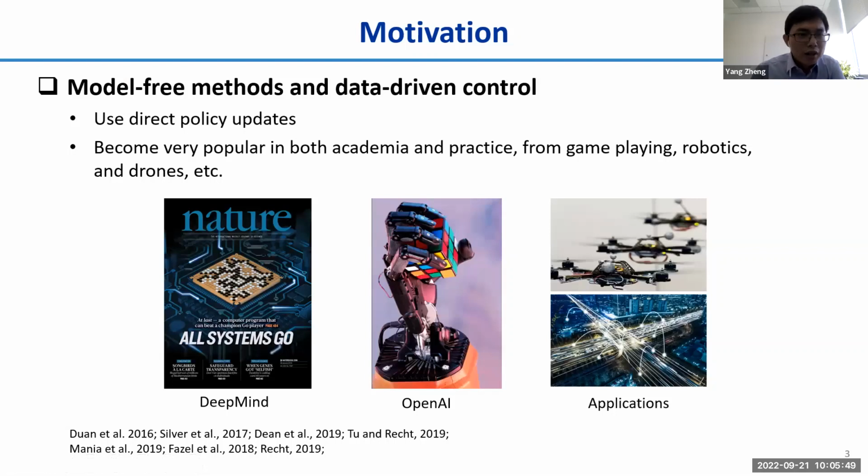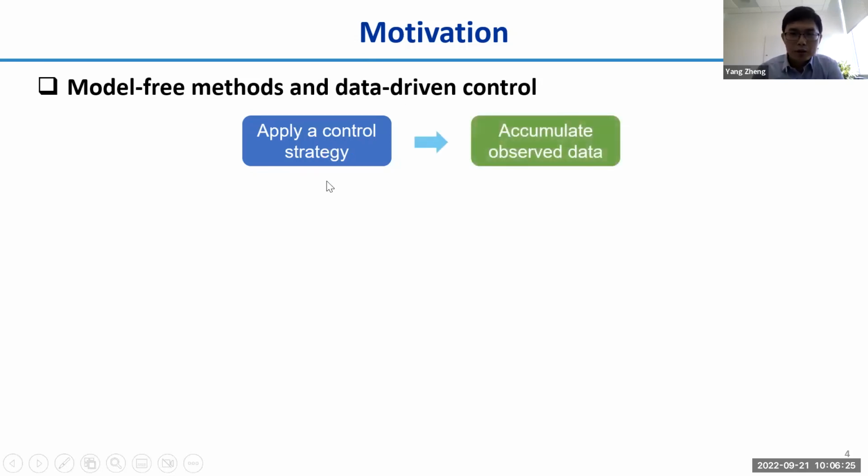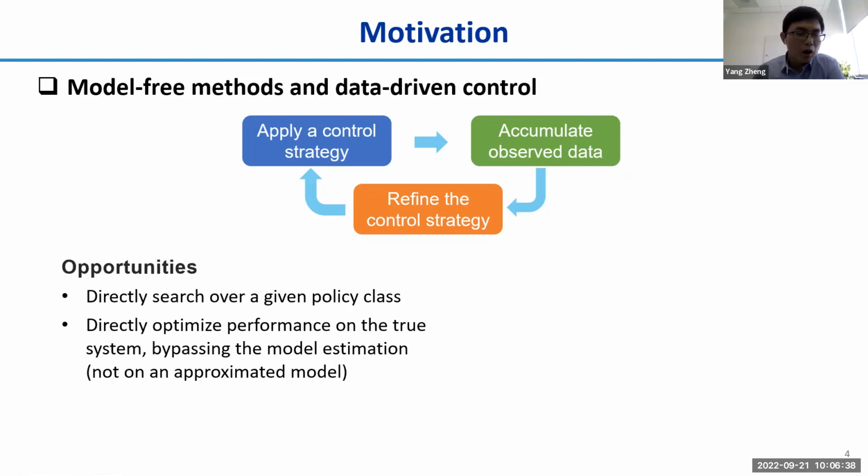As we all know, in the past few years, we have seen very exciting news about applying model-free methods and data-driven control tactics in many applications. Many of them use direct policy update, and they have become very popular in both academia and in practice. Indeed, we have seen very successful stories from game playing, robotics, and drones. In principle, the high-level idea of many model-free methods is very simple to understand. We first apply an initial control strategy to a dynamic system, and then we observe the system output. Based on the observation, we evaluate the control performance, and then we refine the control strategy using some local search algorithms, such as gradient descent.